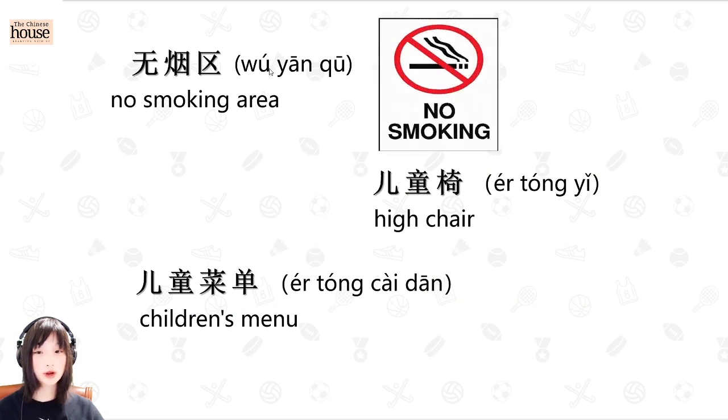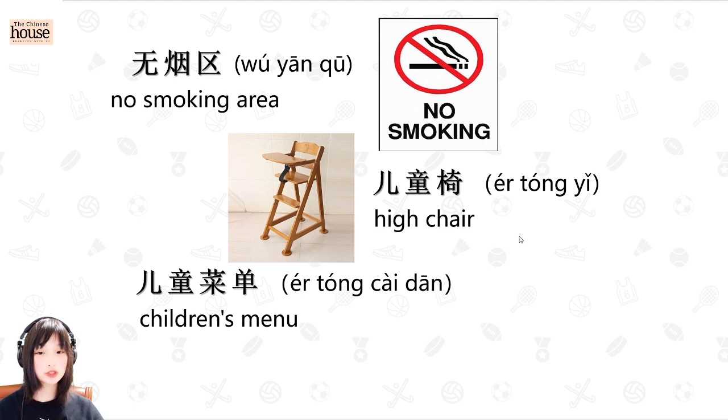No smoking area, 无烟区. 区 which means area. 无烟区. 无 no, none, 烟 smoking. 无烟区, read after me. High chair, children's chair, 儿童椅. 儿童 we have learned before, which means child, children. 椅 chair. 儿童椅.